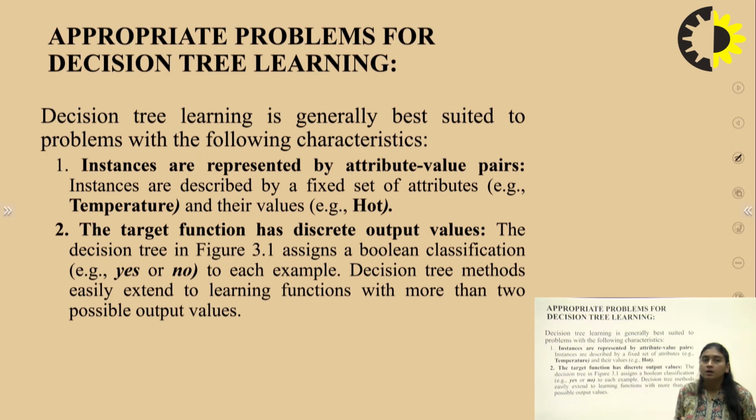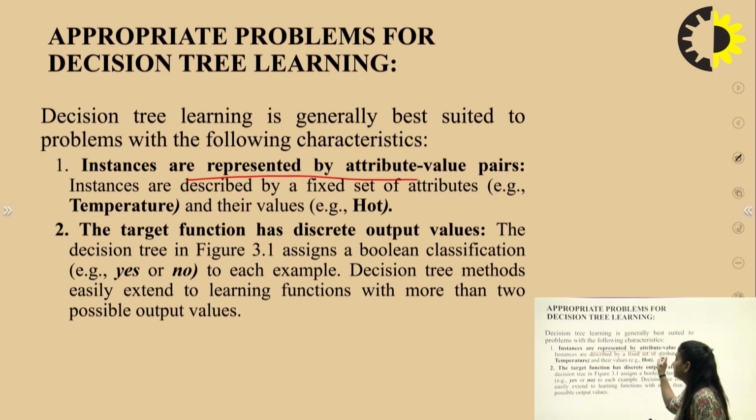Okay. Now the next topic is, so till now we have seen what is decision tree learning. It's a classification algorithm, which comes under supervised machine learning, and it is used for classification purposes. We have seen how to represent it with the help of AND and OR operators. So here we have the next topic, that is the appropriate problems for decision tree learning. Now decision tree learning is generally best suited to problems with the following characteristics. And what are those characteristics?